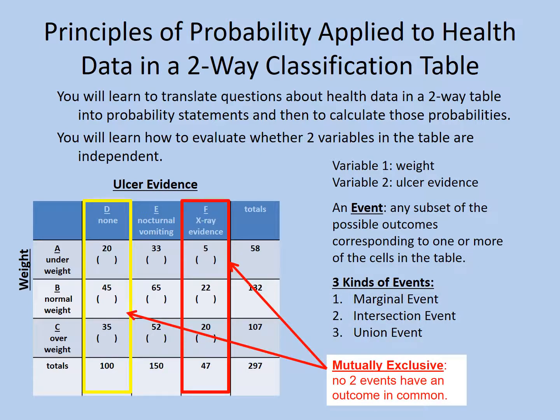Here we clearly illustrate two mutually exclusive events: no ulcer evidence and X-ray evidence. These two events have no outcome in common, as is required for any two categories of each of the variables being considered in any two-way classification table.